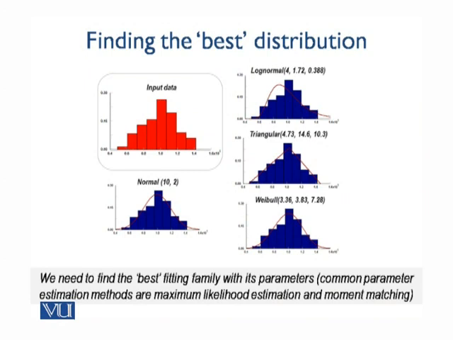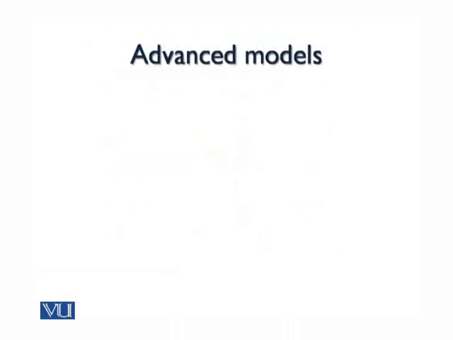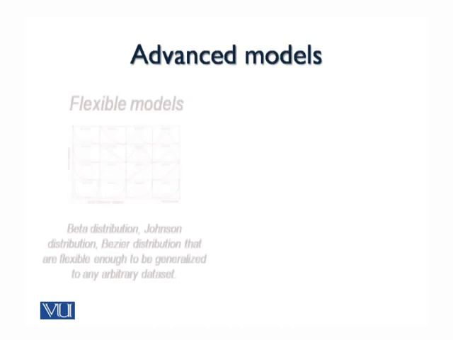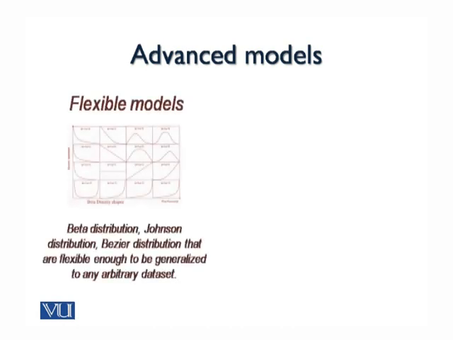Let me highlight very briefly some advanced models that we must know of and use if appropriate for our simulation study. We can make use of the flexible models I've already alluded to, models like the beta distribution, the Bezier distribution, the Johnson distribution, if our purpose is to very accurately model the data set. These distributions are highly parameterized and they can model the data very closely.